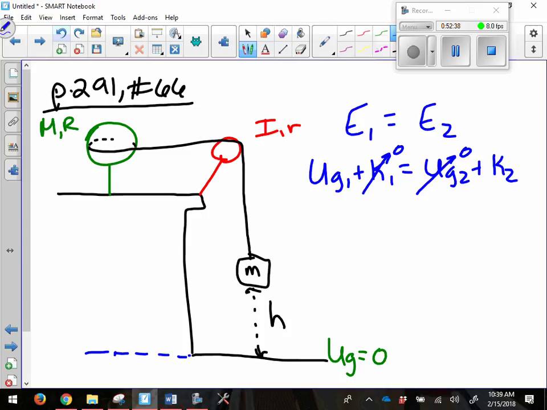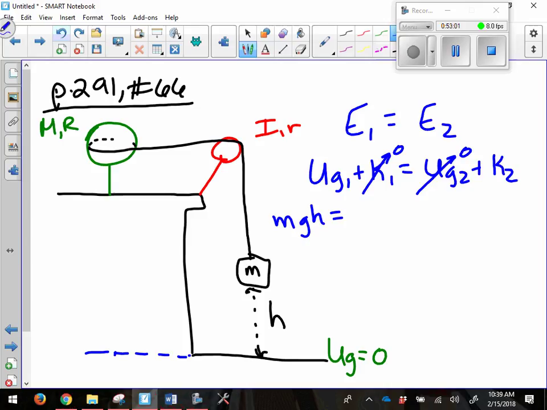Yes, because they'd be the same on both sides of the equation, and I would just cancel them out. Exactly. Okay? So, what is my gravitational potential energy? mgh.